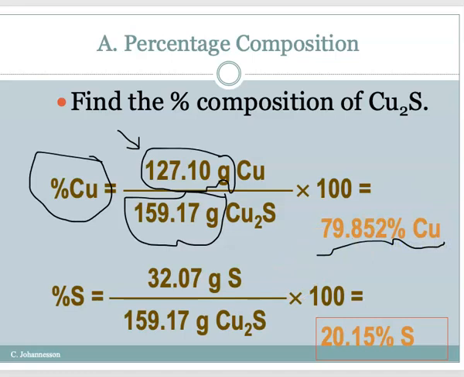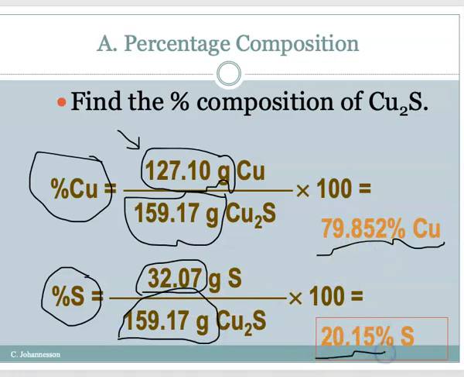and you wind up with 79.85% copper. There's at least 2 ways to calculate the percentage of sulfur in the compound. The first way is to do exactly what you did for the percentage of copper. Take the mass of sulfur in the compound. There's only 1 sulfur, so that mass is there. The mass of the total compound is the same, 159.17. Do the math, and I wind up with 20.15% sulfur.